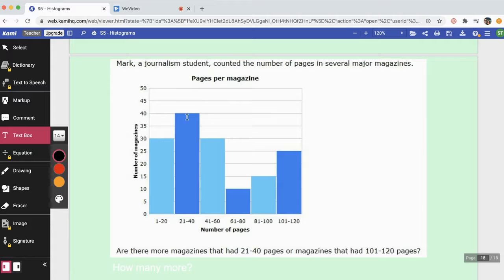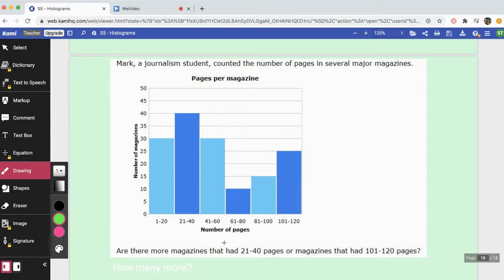So here's the 21 to 40 pages. It looks like there are 40 magazines that had between that number of pages. And for 101 to 120, there are only 25 magazines. So I would say that there are more magazines that have 21 to 40 pages. I would say that's my answer.